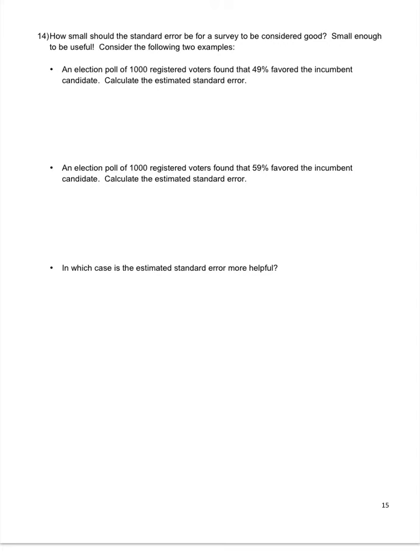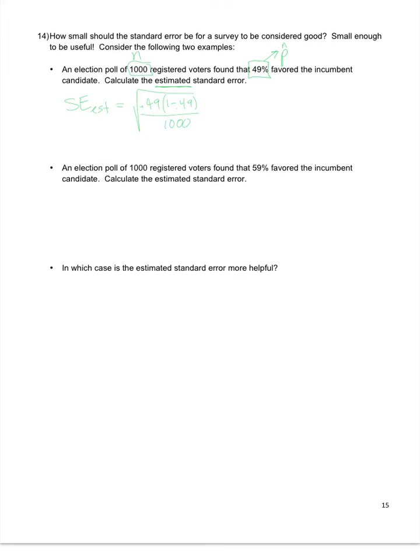So we're going to calculate the estimated standard error, and it's estimated because this value here is from your survey or poll, so that's a p hat. And this is your sample size. That's how many people were polled. So our estimated standard error, SE with that subscript of EST, is going to equal the square root of 0.49 times 1 minus 0.49 over 1,000.